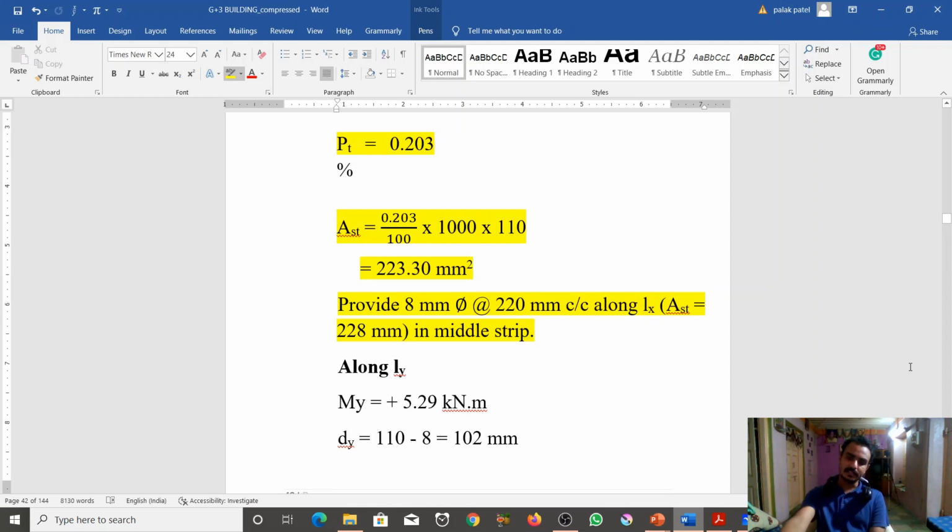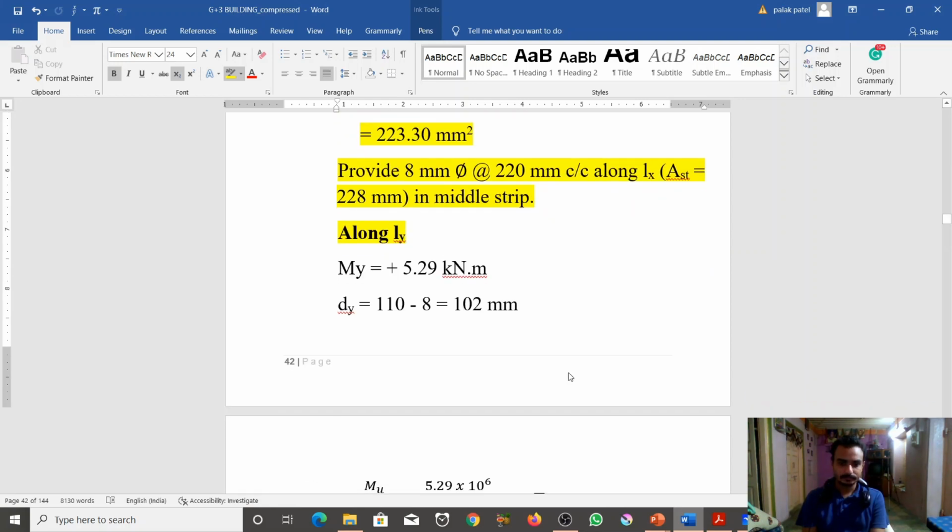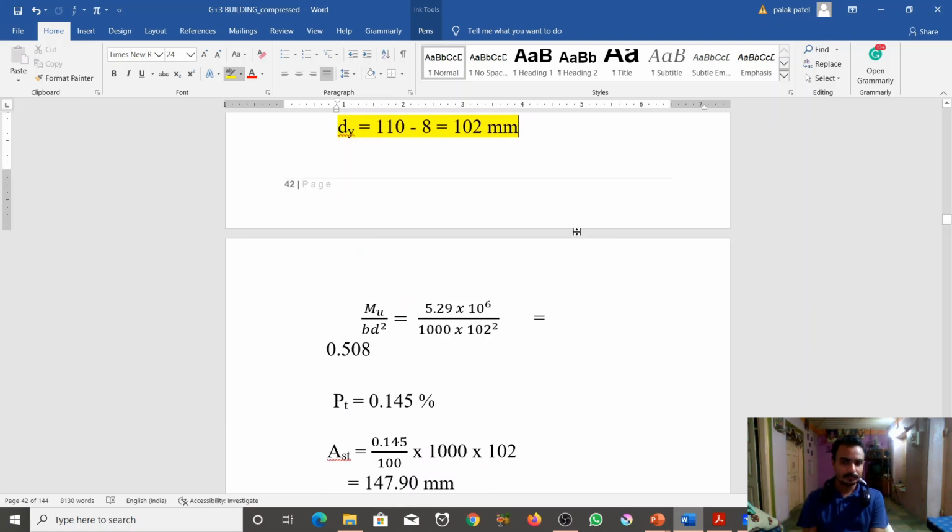So lx design is completed, means shorter span design is completed. 8 mm diameter bar at 220 mm center to center. This design is completed. Next, design along ly. For ly we use my moment in the y direction. Effective depth in the y direction is 110 minus 8, 8 means diameter of bar, we have to neglect it. So effective depth at the longer span is 102 mm.